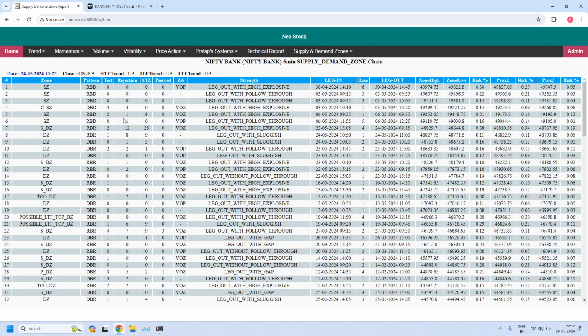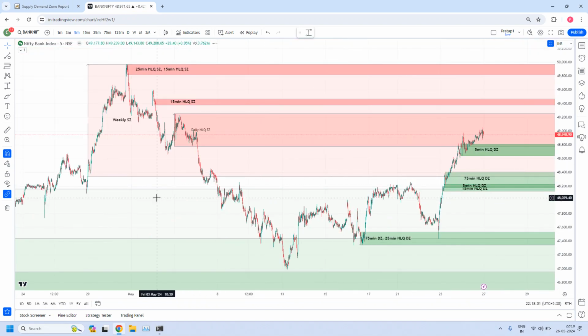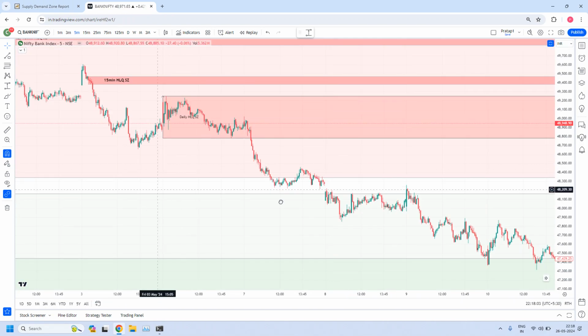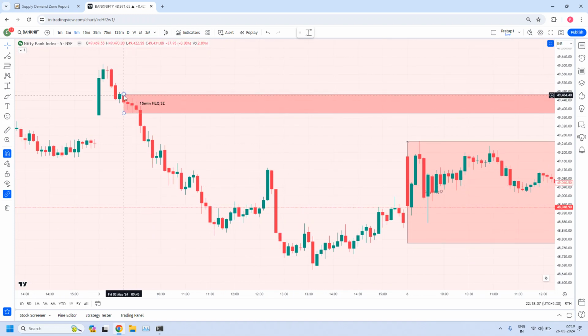But I am drawing only the high liquidity zone. There you will have a strong resistance. So when it was created on 3rd May 10.10, one base candle. So somewhere here. Third May 10.10. This is the 10.5. This is the one.